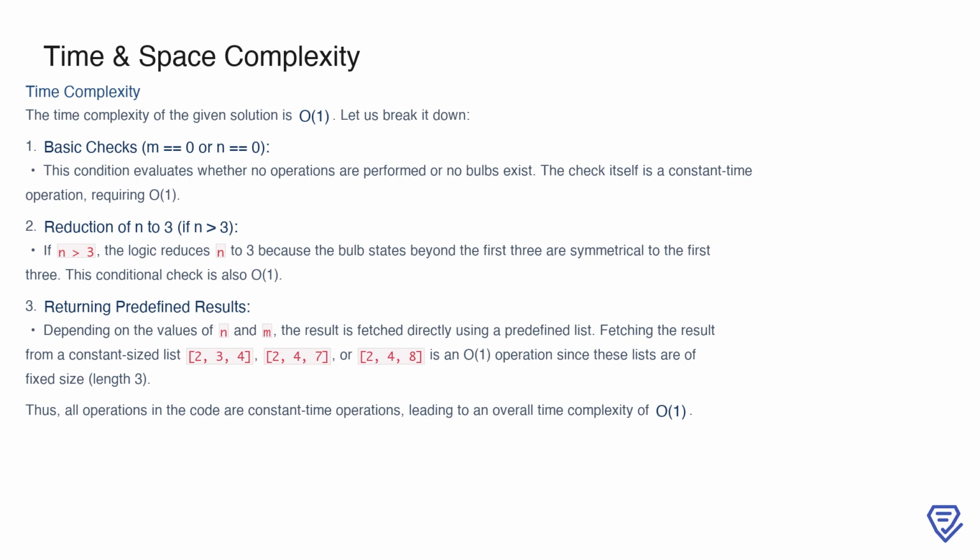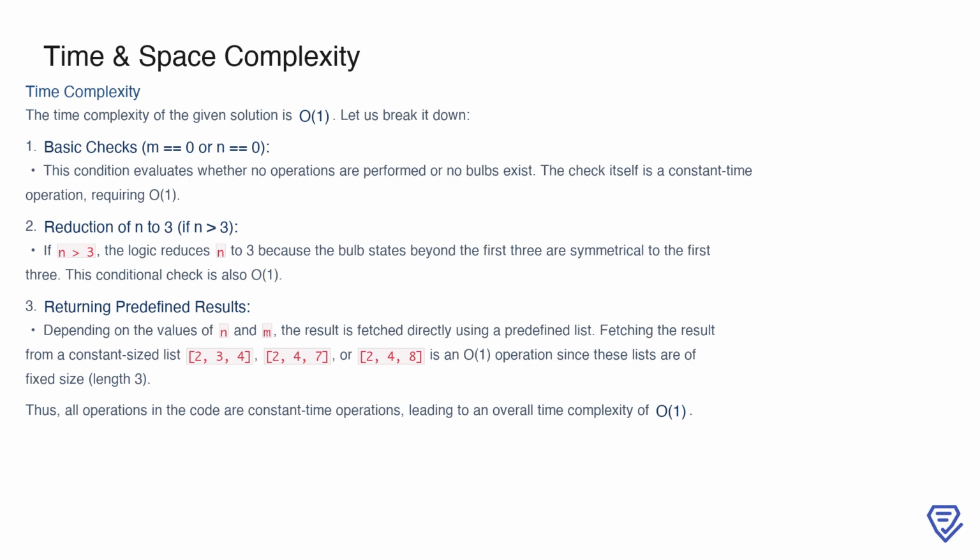Let's break it down step by step. First, the basic checks for conditions like m equals 0 or n equals 0 are simple evaluations that immediately return results if no operations are performed or if there are no bulbs. These checks are constant time operations, taking O(1). Next, if the number of bulbs n is greater than 3, the problem is reduced to only considering the first 3 bulbs because the states of bulbs beyond the first 3 are symmetrical and do not introduce new unique states. This reduction is also an O(1) operation since it only involves evaluating a condition.